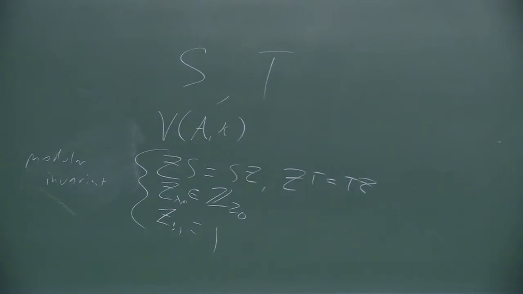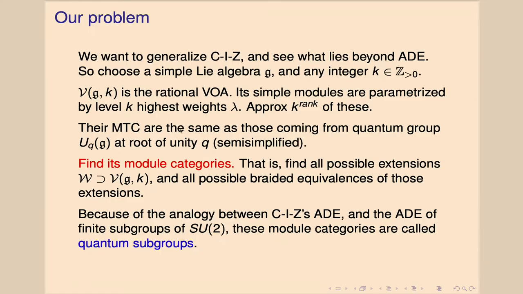And so this restriction, what we mean is just this restriction will be a finite sum of simples of the underlying VOA. So I think it's the obvious definition of finite index. Okay. In the literature, you'll often see these kinds of things referred to as quantum subgroups.